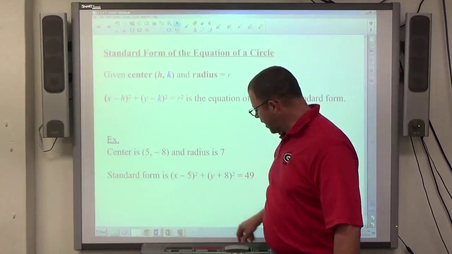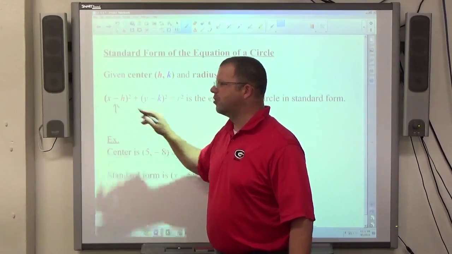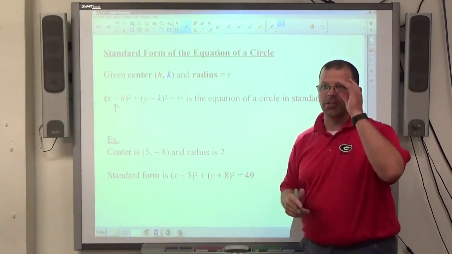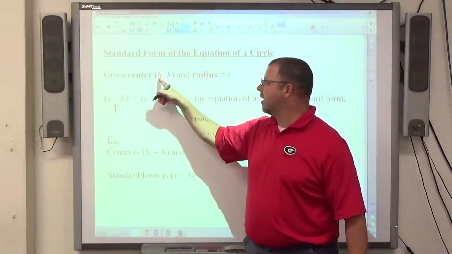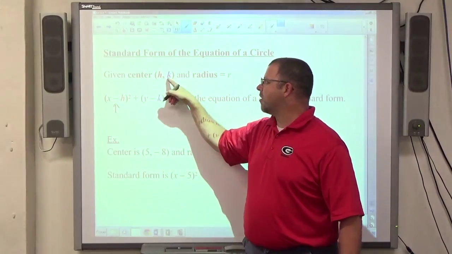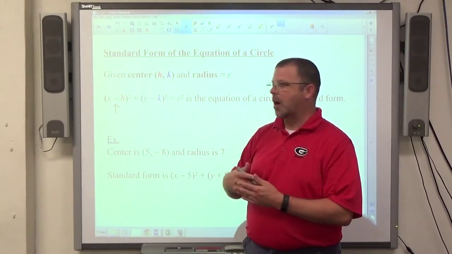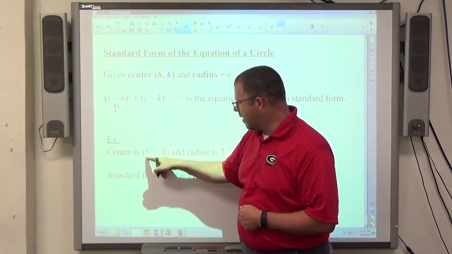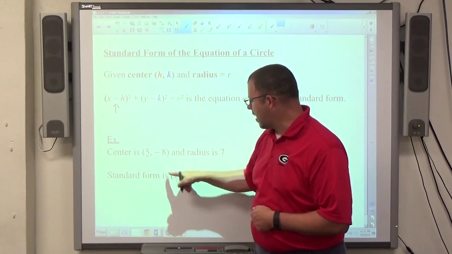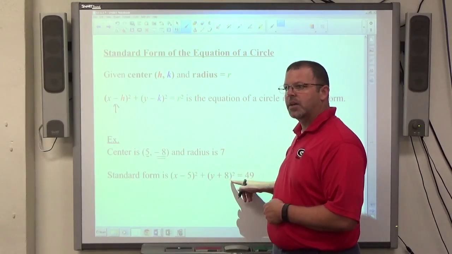Now anytime you see a minus sign in a formula or a structure, it means change the sign. It doesn't mean negative, it means change the sign. So if h is negative 7, this will be x plus 7. If k is positive 3, this will be y minus 3. So whatever h and k are, you'll use the opposite sign. So here, h from the center is 5. Notice x minus 5. k is negative 8, y plus 8.